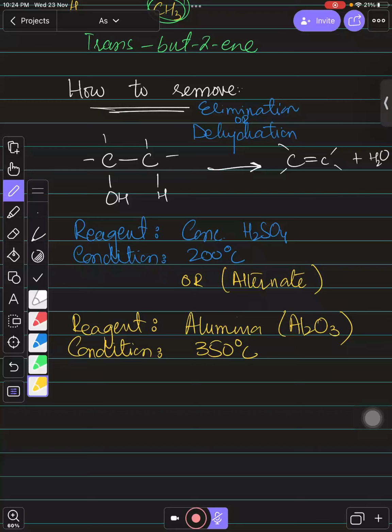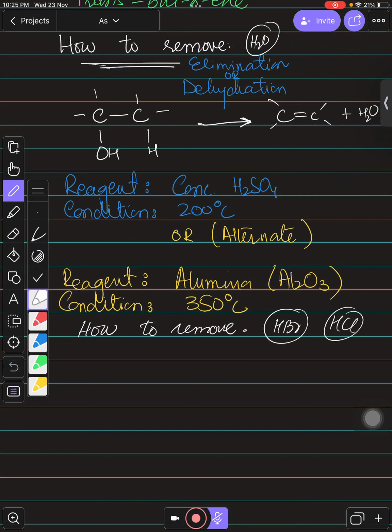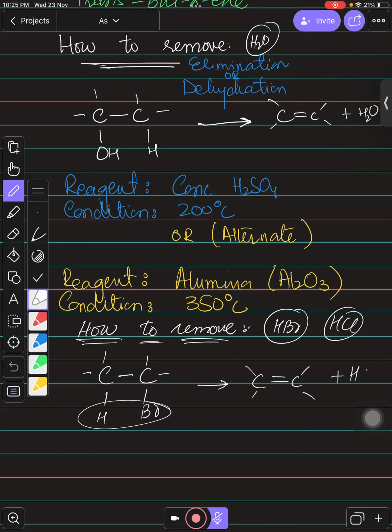Now, if you are going to do the elimination reaction of HBr, right now over here we removed a water molecule, and suppose over here you need to remove HBr or HCl. How can you remove this? Suppose you have a molecule with H and Br over there, and you want this HBr to be removed, and you will have a carbon-carbon double bond, ethene, along with the HBr molecule.